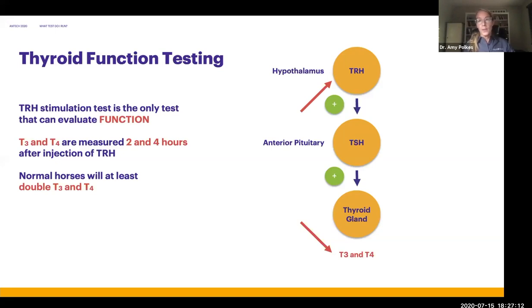And so this, again, is testing not just the endpoint, but it is looking at function. So you give the TRH, and then you're measuring T3 and T4 at 2 and 4 hours after injection of TRH. And normal horses will at least double the T3 and T4. Clearly, the most difficult part of this is if you are in the field. It's not always practical that you're going to give this and then come back at 2 hours and come back at 4 hours. In a clinic setting, it could be a little bit easier, or this is the only way that you can test it. So if you really do want to try to test function, this is the only way we have at this point in time.